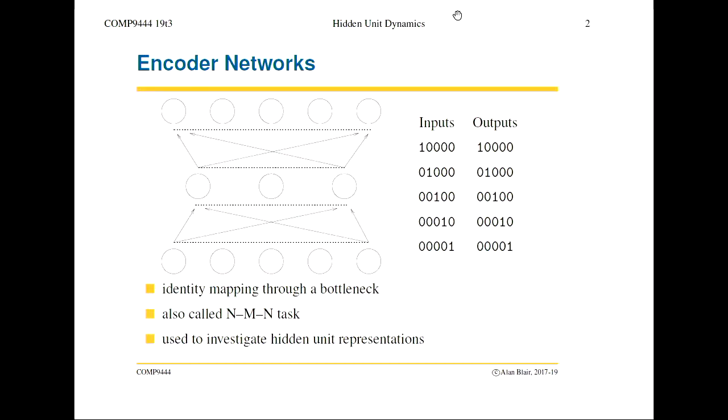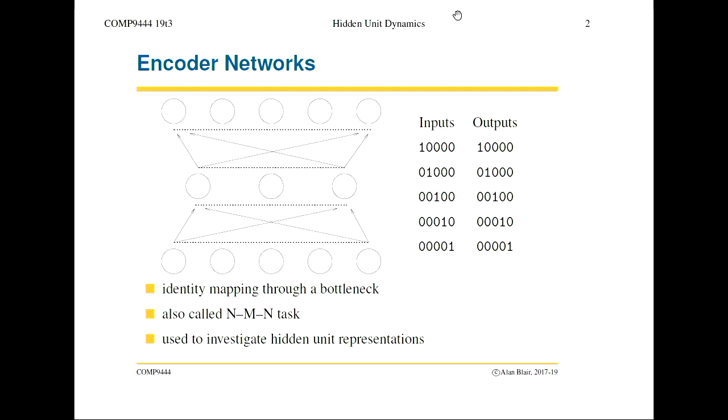So one way to understand the geometry of two-layer neural networks is to look at what's called an encoder task. Now, we're looking at this for two reasons. One, because it just allows us to start to understand the geometry of neural networks in a fairly simple setting, and also because this is a very simplified version of what are called autoencoder networks, which we'll get to at the very end of the course.